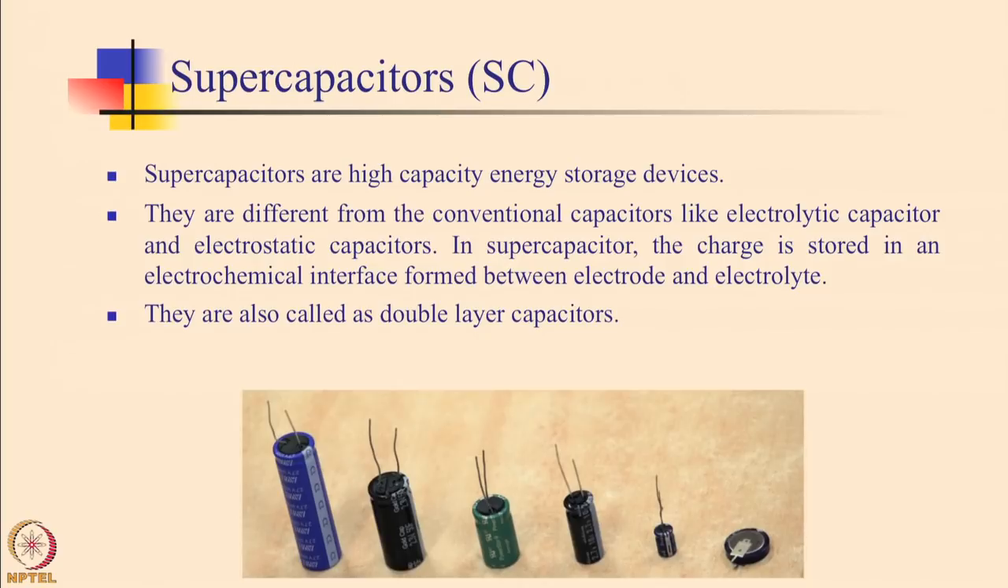One of them is that they are different from the conventional capacitors that we just discussed, like electrolytic capacitor and electrostatic capacitors. In supercapacitors, the charge is stored in an electrochemical interface that is formed between the electrode and the electrolyte. Supercapacitors are also called double layer capacitors. What you see at the bottom is a set of various types of supercapacitors. These are of various farad rating.